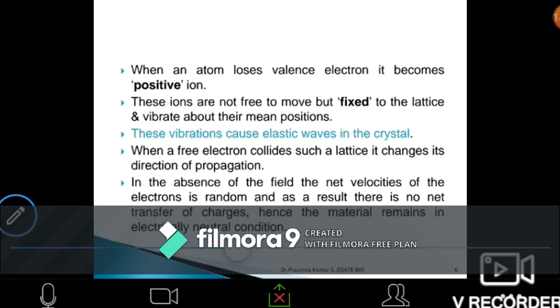Now imagine there is a free electron that is moving. When such a free electron comes near a vibrating ion, it gets scattered. It changes its direction of propagation, isn't it? It changes its initial direction of propagation. And again it meets another positive vibrating ion, and again it gets another reflection.